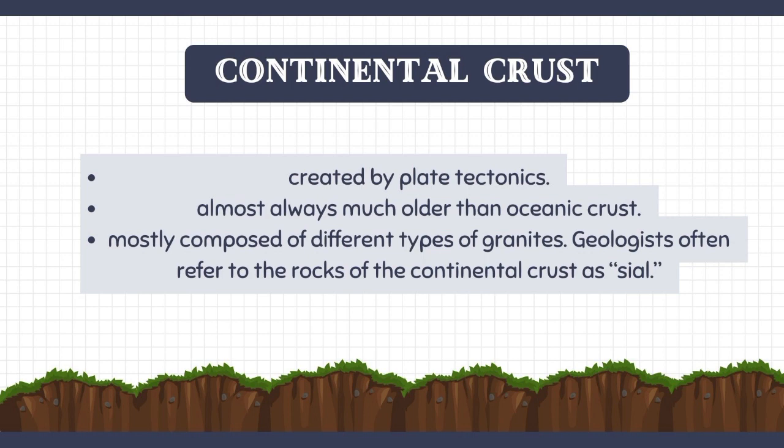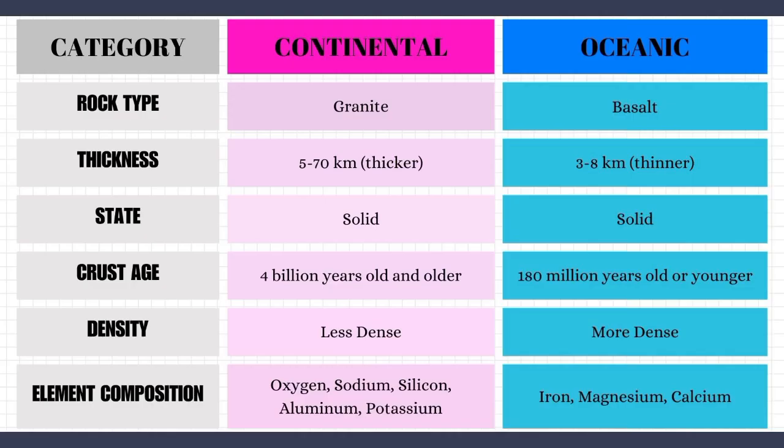The continental crust is mostly composed of different types of granites, and geologists often refer to the rocks of the continental crust as sial. And take note, sial stands for silicate and aluminum, the most abundant minerals in continental crust.